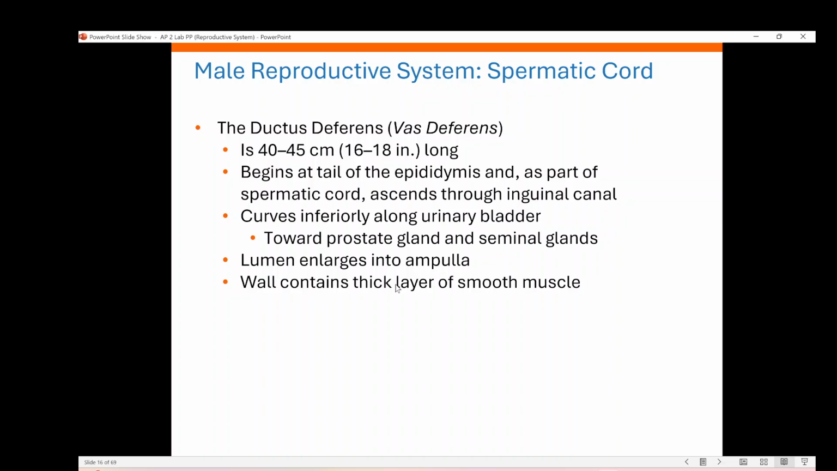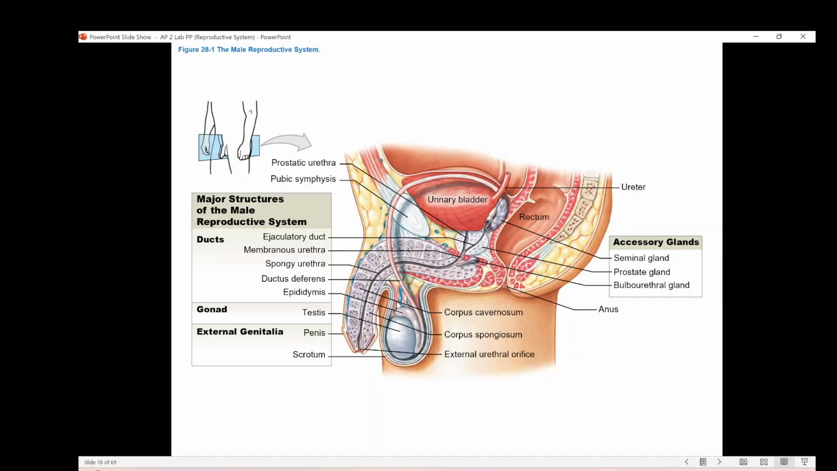Okay, let's take a look now at the ductus deferens or the vas deferens. This is the tube that's going to bring the sperm into the pelvis of the male. This is about 16 to 18 inches long. Before I go through the notes here, let's just take a look and you can see the course that the vas deferens takes. So starting here, epididymis, head, body, tail. Now, this is the vas deferens.